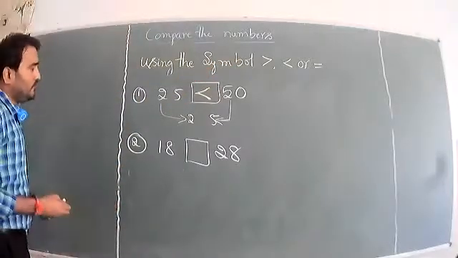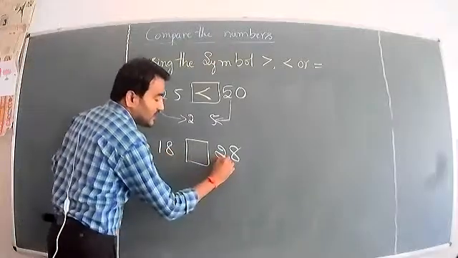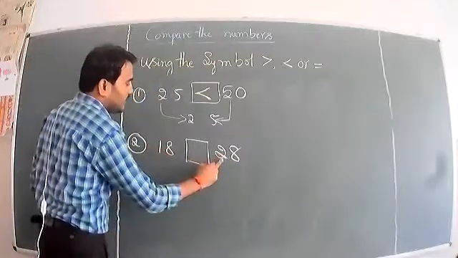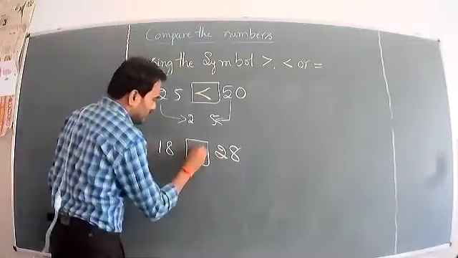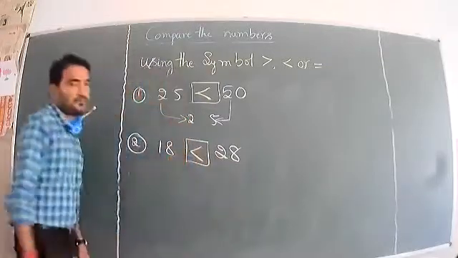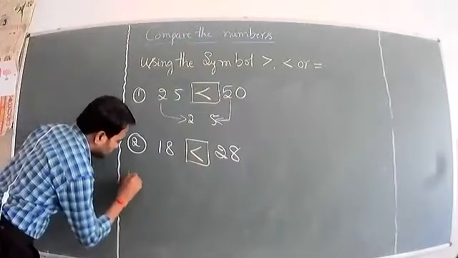Now first compare the tens places. Here the tens place is 1, here the tens place is 2. Which number is greater? 2 is greater, 1 is smaller. So 18 is the smaller number, and on that side we show the arrow mark. Now go to the third one.